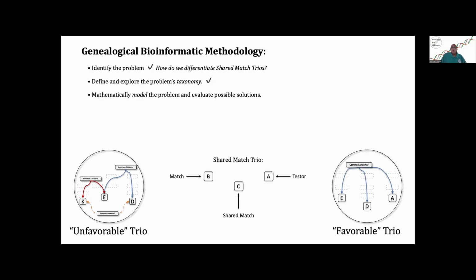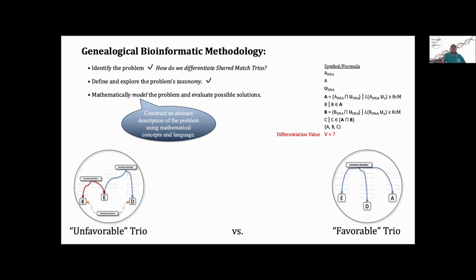Returning to our methodology, we can place a check mark next to phase 2 in that we've developed and explored the problem's taxonomy, and we can move on to phase 3 to mathematically model the problem and evaluate possible solutions. Now, mathematical modeling is the process of constructing an abstract description of a concrete real-world system using mathematical concepts and language. Fortunately, our carefully constructed taxonomy has essentially done this work for us. In the case here, our symbol formula column contains all of this information with the notable exception of our differentiation value, which is still undefined. But basically, we have a mathematical model for all of the components and steps in our process.